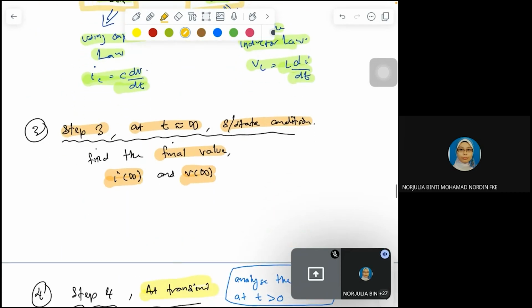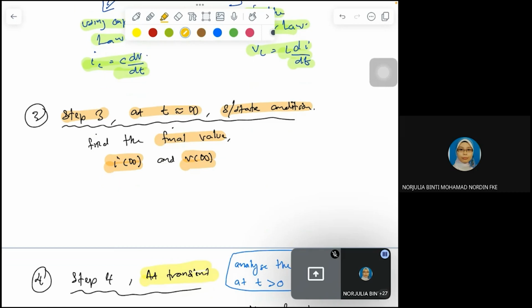Next one, at step 3, is where we analyze the circuit at t approaching infinity, where the circuit that you should sketch or draw is the circuit after 0. This particular circuit is analyzed under steady state condition, where L and C will behave like a short circuit for the inductor and an open circuit for the capacitor.